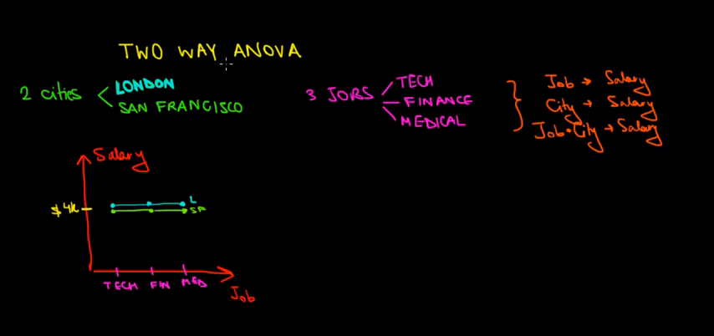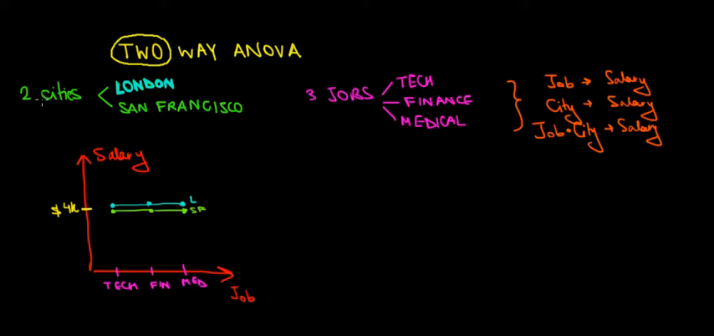Now we already know about one-way ANOVA, when we look at the relationship between one factor and a dependent variable, but now we're looking at two-way ANOVA, which by definition means that we have two variables affecting the result. And here I plotted a graph of the relationship between the city that we work in and the job that we have on the average salary.